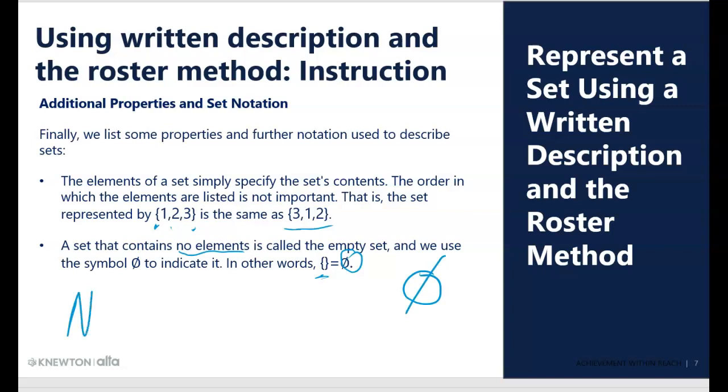But do not do this. This is not the empty set. This is the set containing the symbol for the empty set, and it's not empty. It actually has one element. So you can either write it with empty braces, or most people tend to use this symbol. That's what the empty set is, a set that has no members.